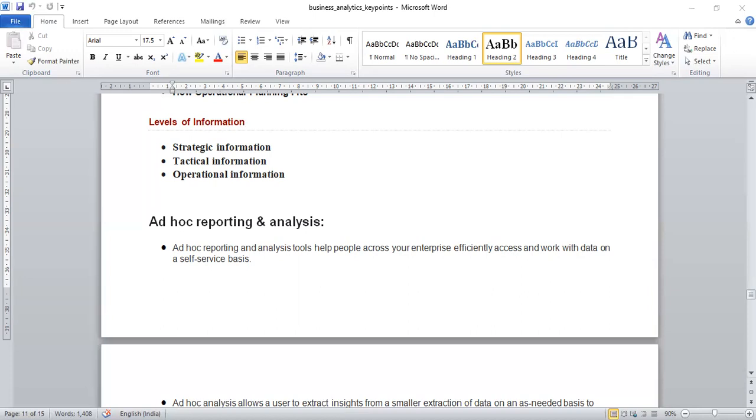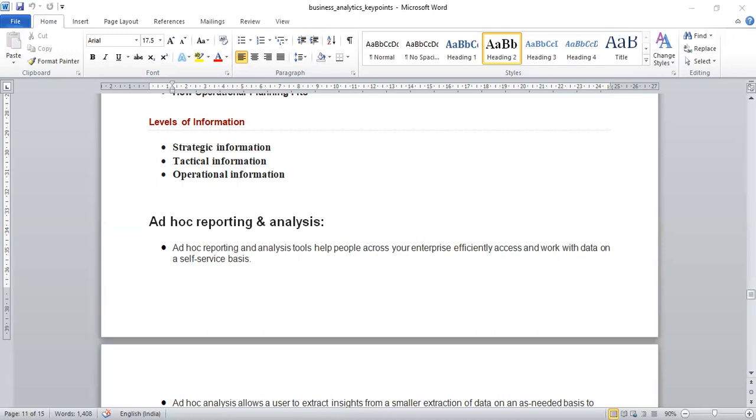Tactical information is used by middle management employees when managing or planning projects. The time scale is usually between 6 months and 5 years, depending on the scale of the project. Circumstances vary, but a small project may have a typical time scale of between 1 and 6 months, even a year.